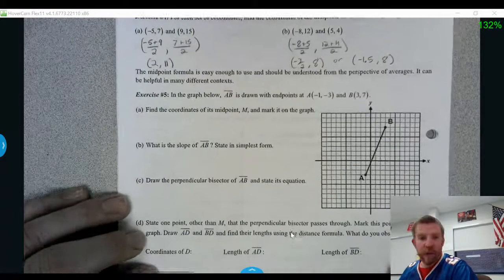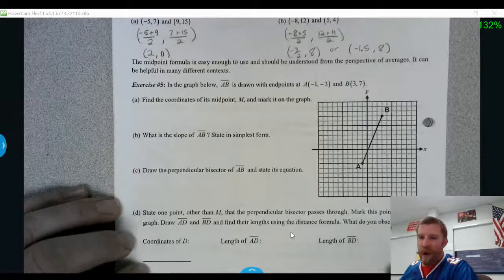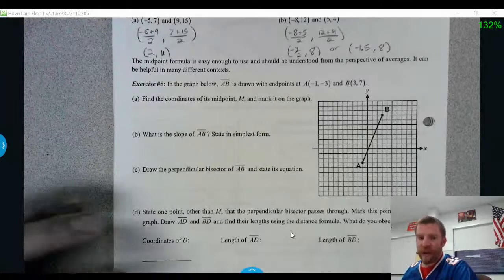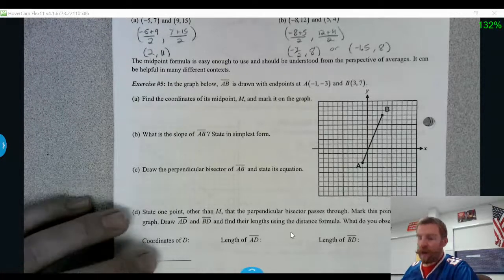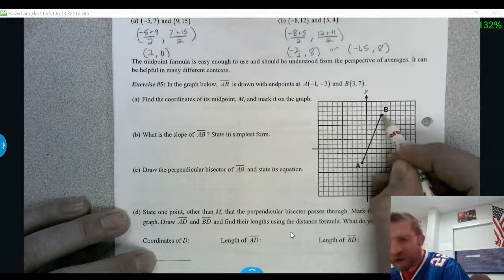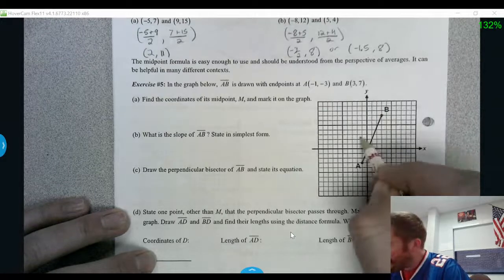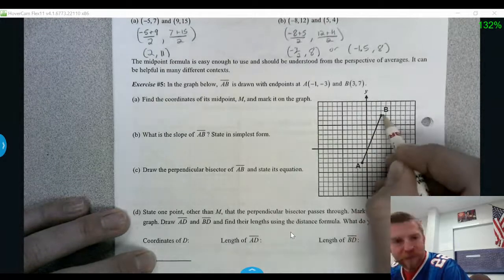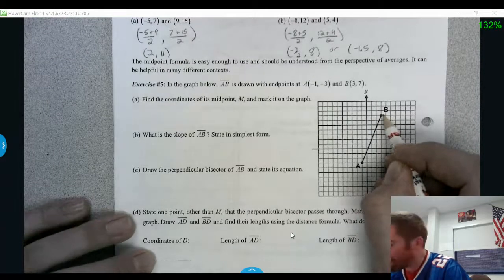Okay, so if I'm given a graph, there is another way that I could do this. If I counted the slope of it and cut the slope in half, that should get me to the middle and then back to the endpoint. So I'll show us how to do that.